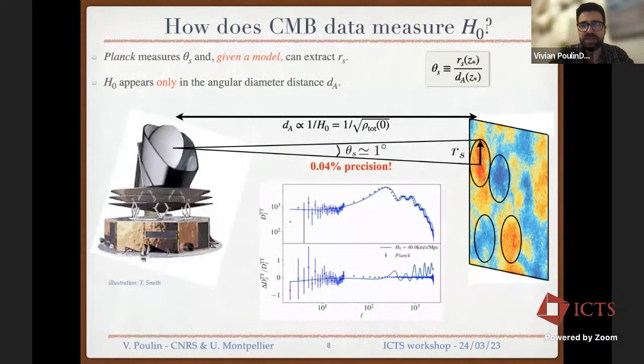So if we are being optimistic and assume that there is no systematic error, how can we change the prediction from the ΛCDM model? What sort of modification do we need to make? And for that, we should recall how the CMB data can measure H0.